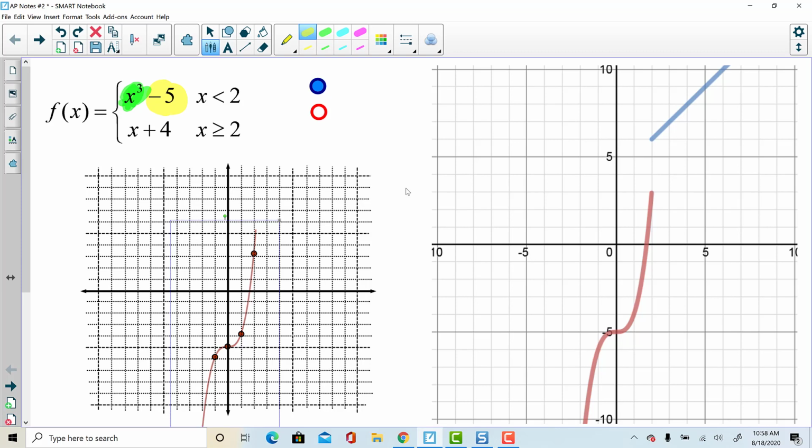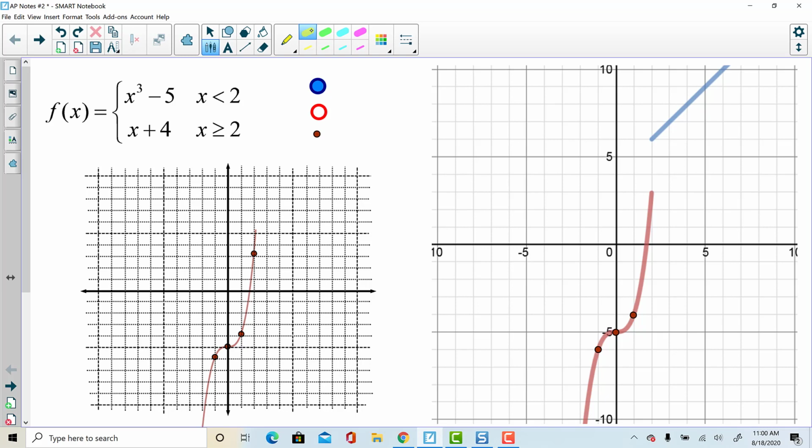And if you look at the answer on the right, we're going to look at a few key points. One of the key points used to be 0, 0, but we went down 5, so it's going to be negative 5, 0. Another key point used to be 1, 1, but we went down 5, so it's going to be 1, negative 4. Another key point used to be negative 1, negative 1, but now that point went down 5, so it's negative 1, negative 6.